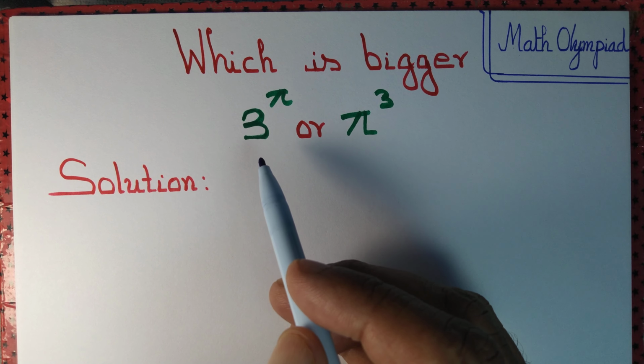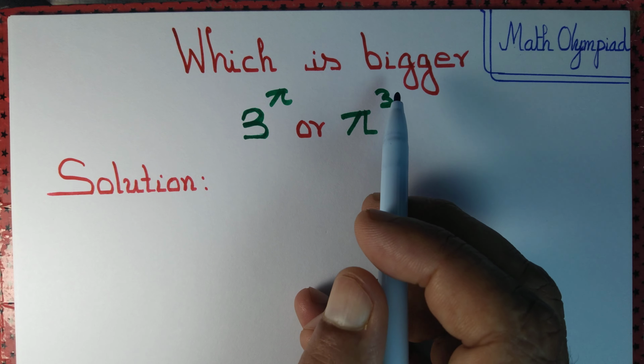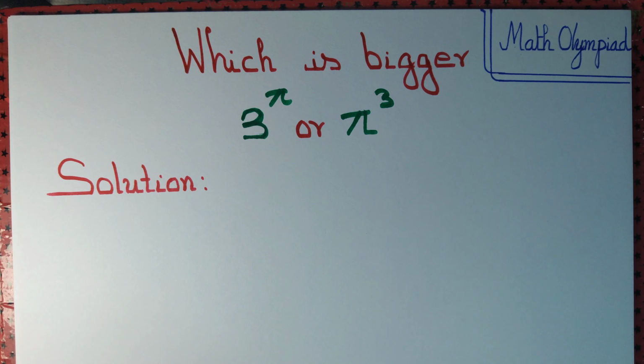Let's try to determine which one is a bigger number. Is 3 to the power pi bigger, or is pi cube bigger? Let's use a calculator.